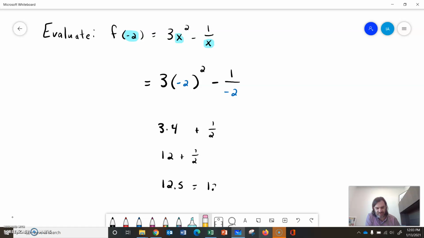Okay, 12.5. Either is acceptable. You could even do a mixed number if you like. Excuse me, an improper fraction, but 12.5 is what you get.